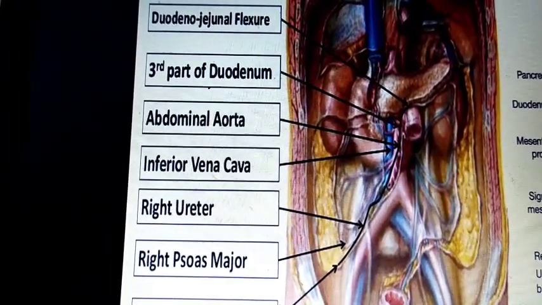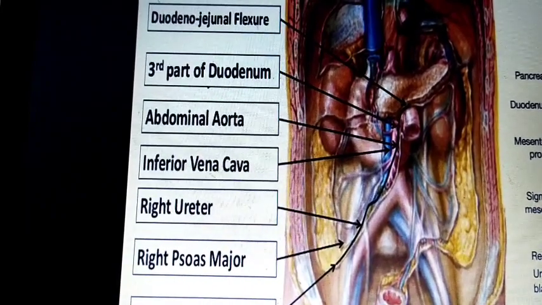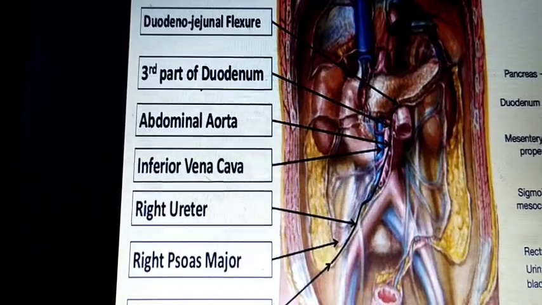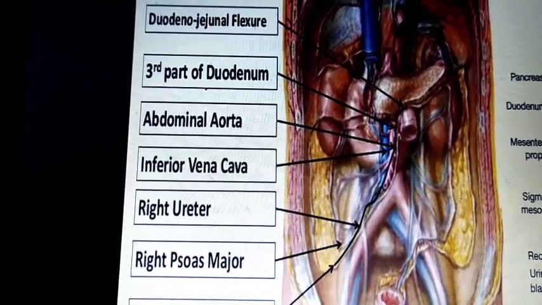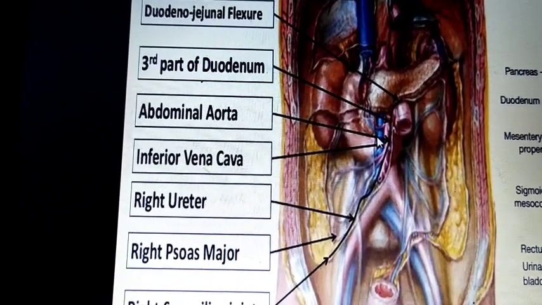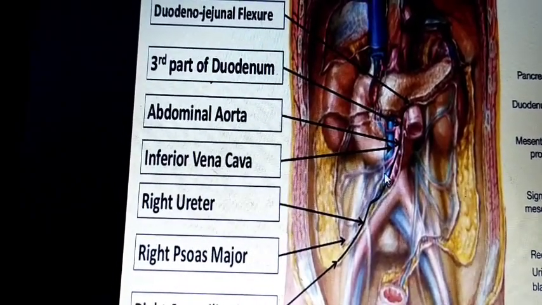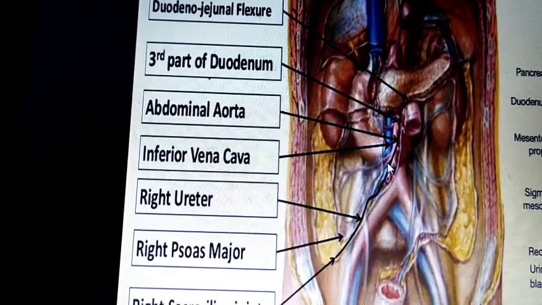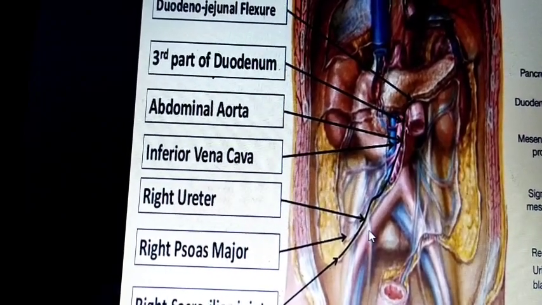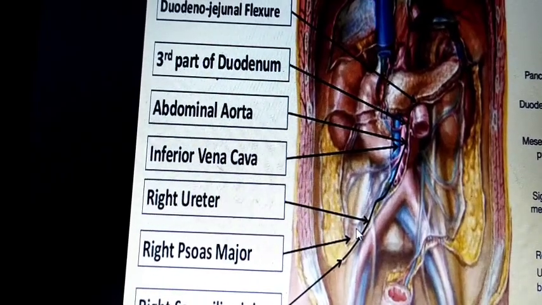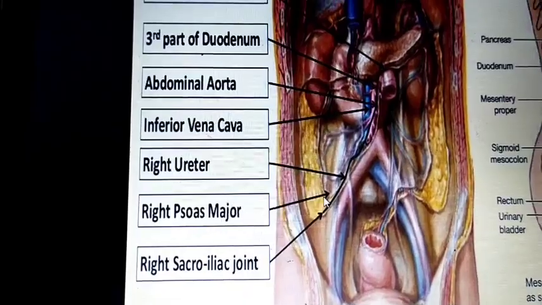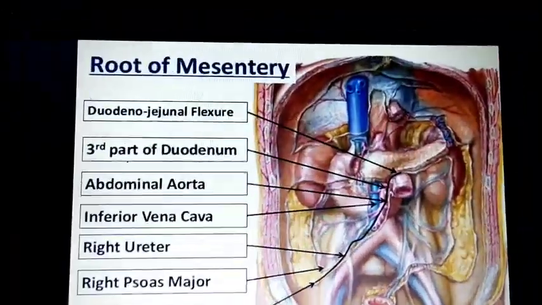Then posteriorly, what structures are there at the duodenal flexure? The third part of the duodenum, then the aorta, the inferior vena cava, then the right gonadal vessel, then your ureter, then the psoas major muscle, and the right sacroiliac joint. You can go to the next slide.